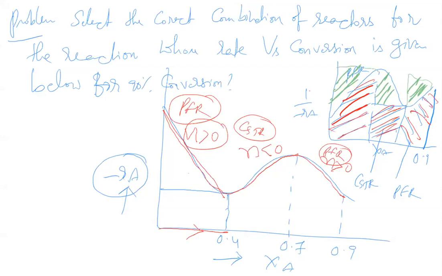You should not shade it starting from the first maximum, because from 0.4, this is 0.4 conversion, this is 0.7. From 0.4 to 0.7, here actually CSTR, sorry, the reactor selection is PFR followed by CSTR followed by a PFR. Up to 0.4 PFR, up to 0.7 CSTR, up to 0.9 PFR. That is how it is.